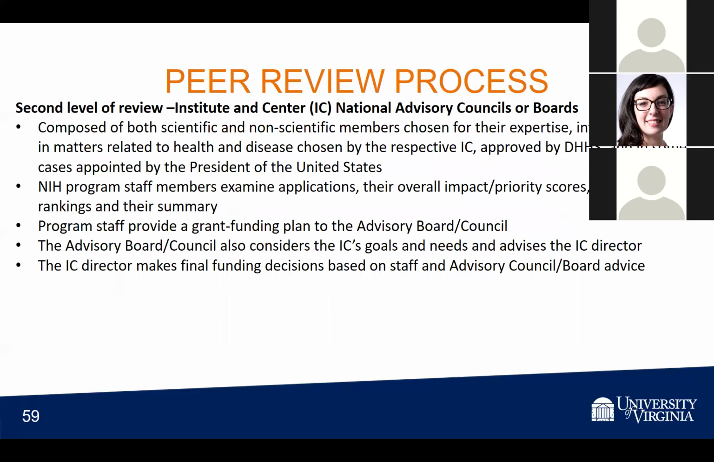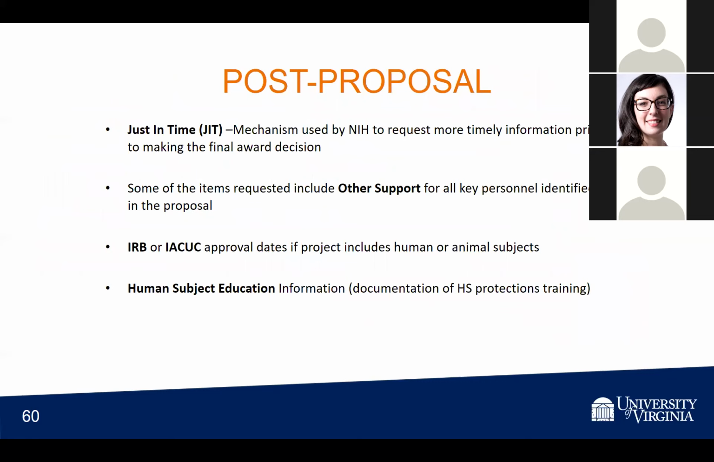So the second level review is the Institute and Center National Advisory Council or Board. These are composed of both scientific and non-scientific members chosen for their expertise, interest, or activity in matters related to health and disease, chosen by the respective institute or center, approved by DHHS, and in some cases appointed by the president. The program staff members examine the applications, their impact priority scores, and the summary. They provide a grant funding plan to the advisory board and council. Then the advisory board and council will consider the larger goals of the institute and center and advise the IC director. And the IC director is going to make final funding decisions based on the staff and the advisory council board advice. So after the proposal, all that stuff's happening out of the purview of, say, us here at UVA.